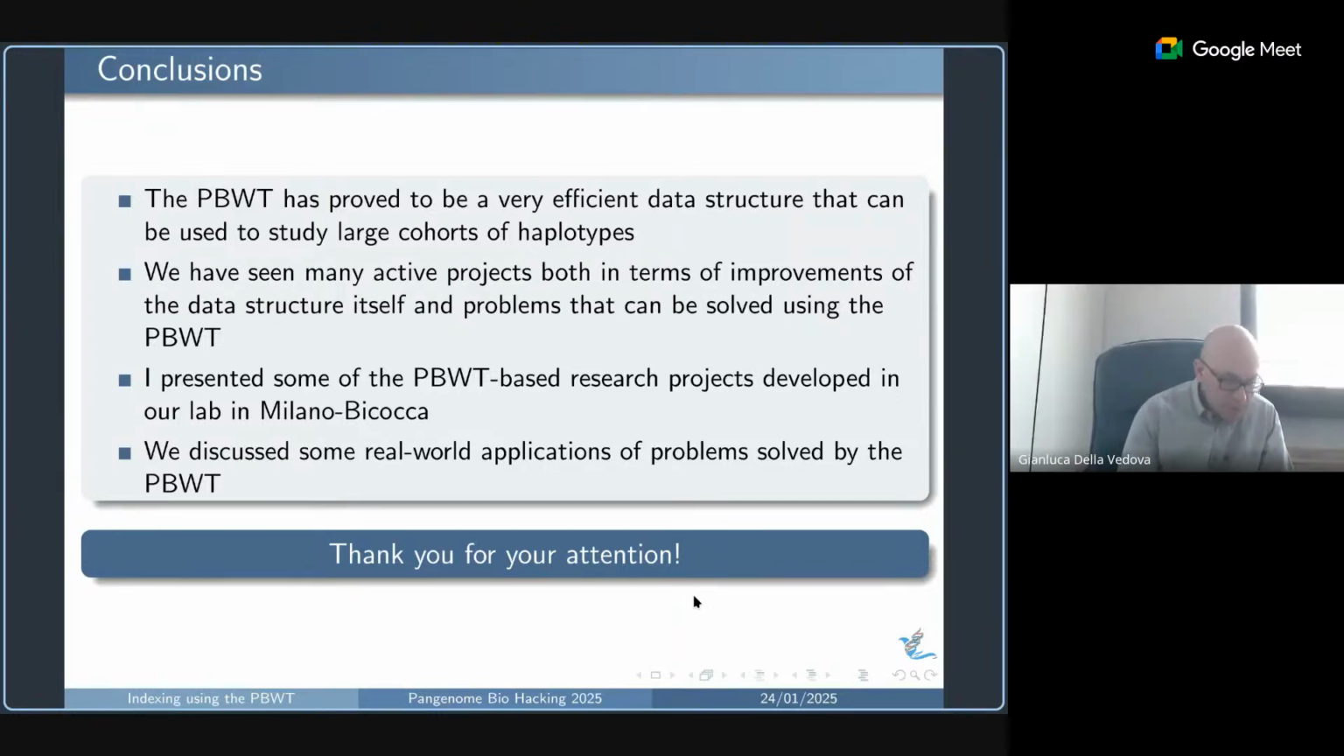Thank you very much. And then another question is, how do you think that those techniques can be used to index pangenome graphs?